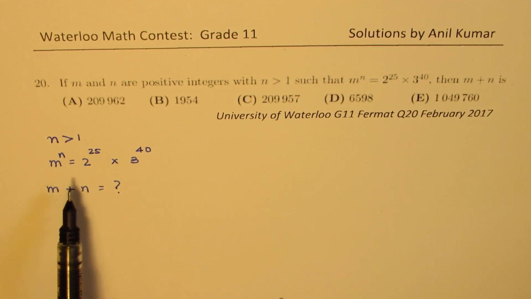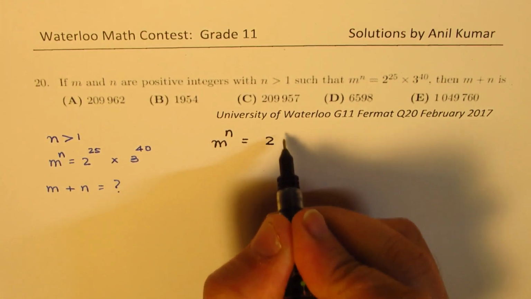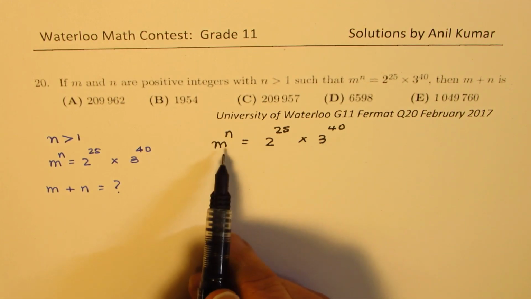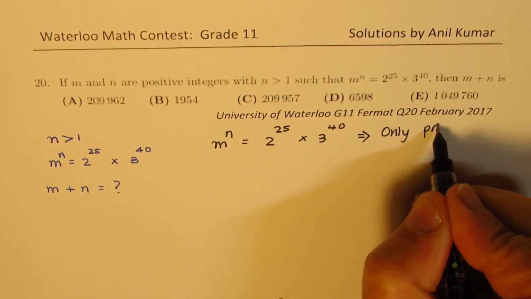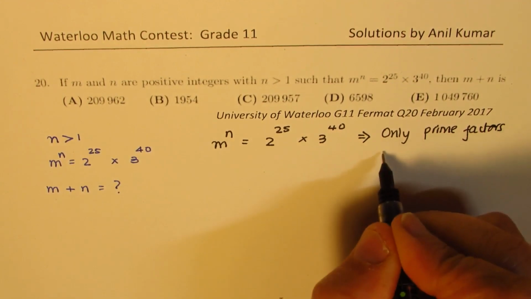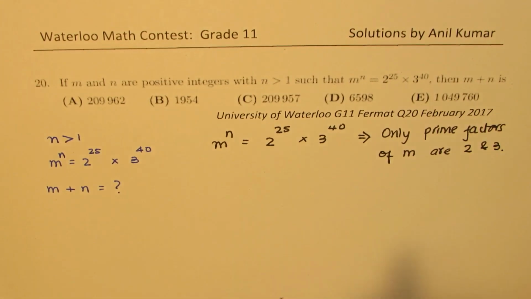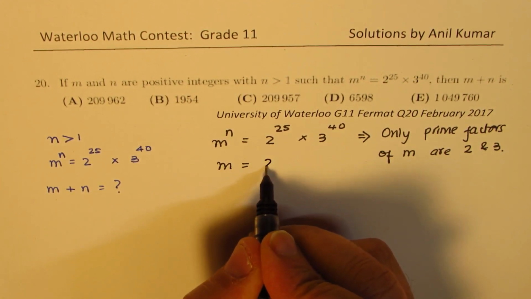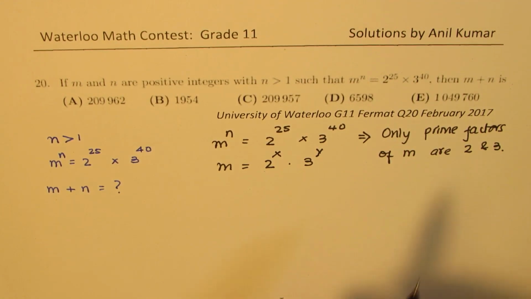So we are talking about positive integers. And what we notice here is that when we say that m to the power of n is equal to 2 to the power of 25 times 3 to the power of 40, it means that only 2 and 3 are the prime factors of m, correct? So that basically implies that the only prime factors of m are 2 and 3, correct? So that means I could always write m as a multiple of powers of 2 and 3, right? So I could write m as 2 to the power of something, let's say x, times 3 to the power of something, let's say y, since only 2 and 3 are the prime factors of m.